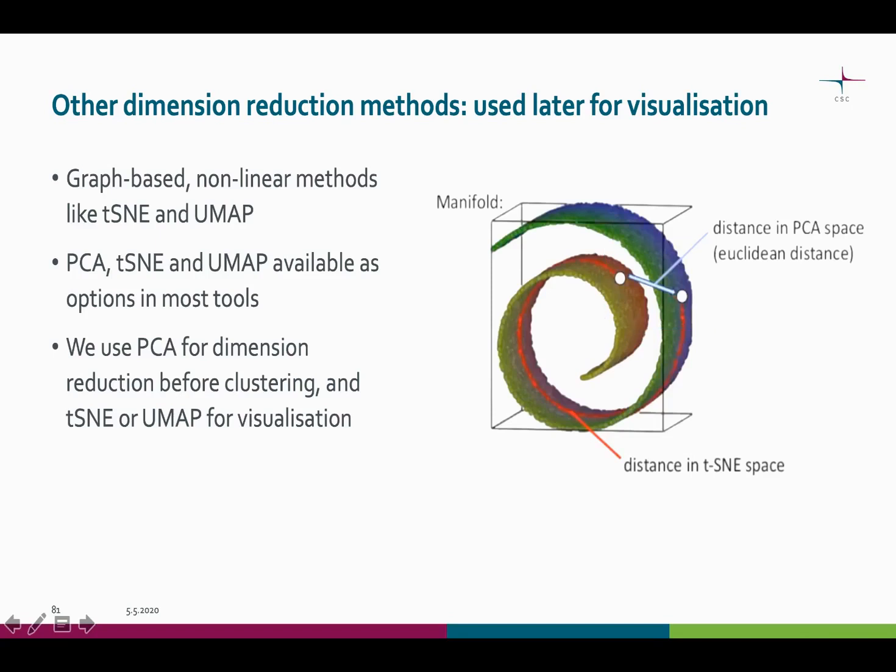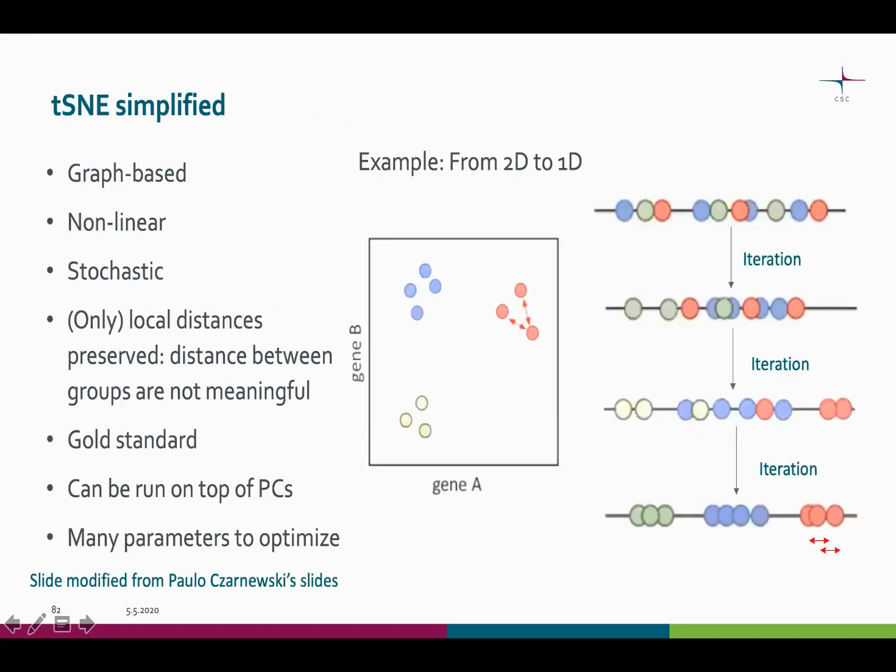Now, as you can see, the dots are really connected in this spiral form. And the tSNE can figure this out. So the distance is shown like this. So then it would be the whole loop here in the tSNE space. Without going into further details with tSNE, like said, it's a graph-based, nonlinear and stochastic method, and it only preserves the local distances between the cells. So the distances between the groups are not meaningful, meaning that within the group the distances mean something, but whether this or this distance is long or short is not really considered.